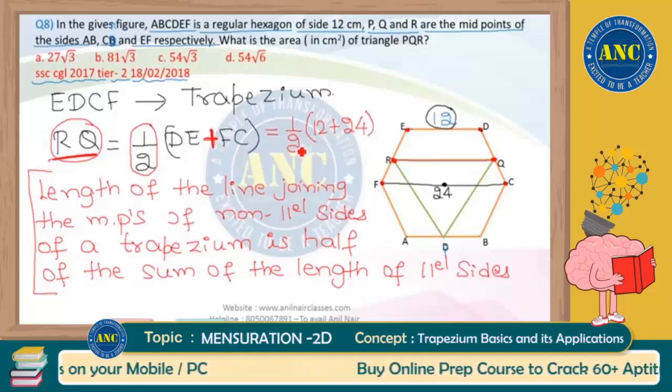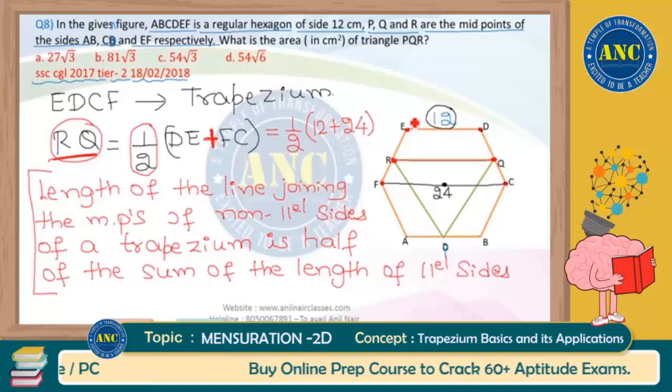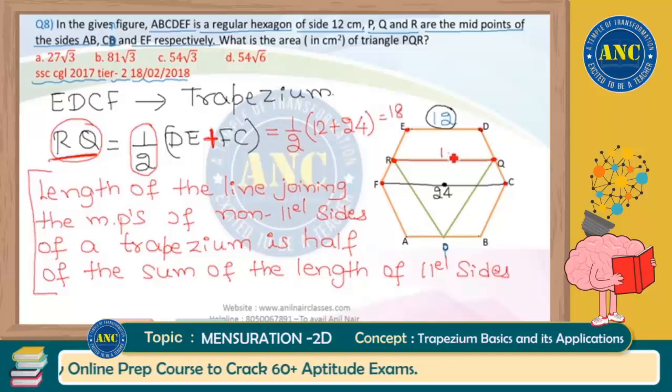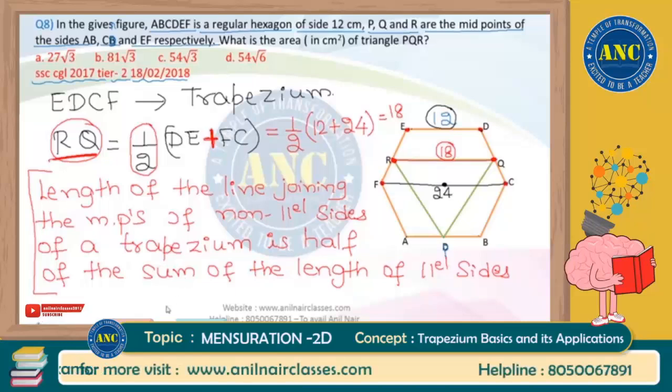It is 36 by 2. 36 by 2 is nothing but how much? It is 18. RQ value is 18. I hope I am making sense for you people and making you people understand it. RQ value is 18.